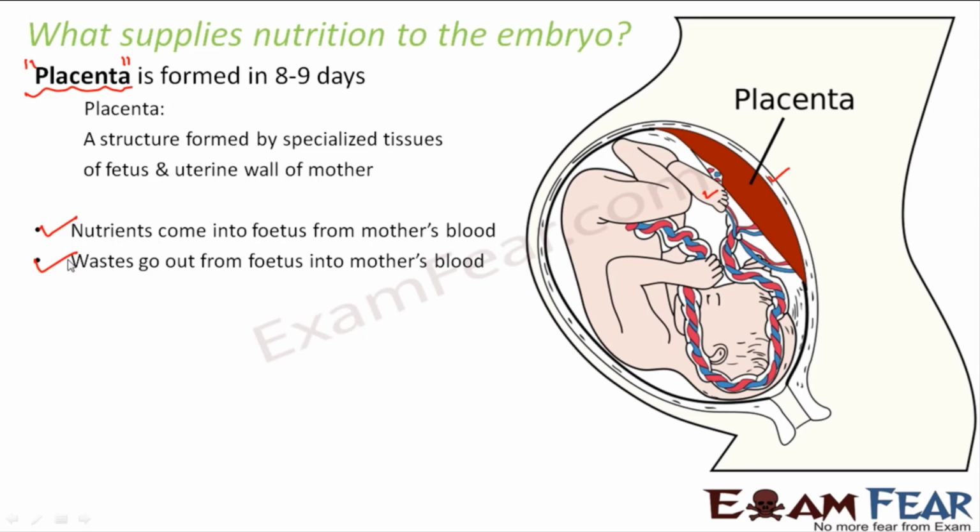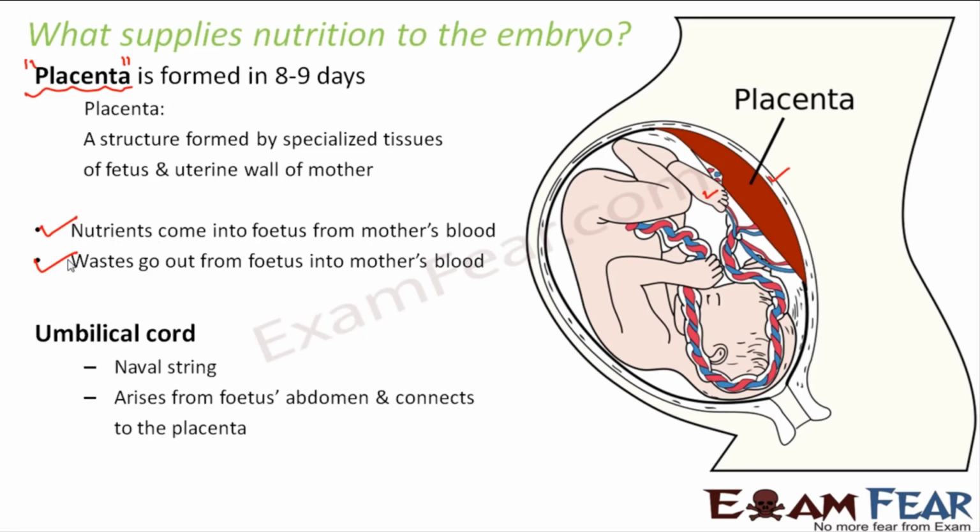Now there is another thing which actually connects the placenta with the fetus, that is called the umbilical cord. There is a tube-like structure which is connected from the navel of the fetus to the placenta. So here you can see there is this thread-like, red-blue colored structure. Right here you see this structure. This structure starts from the navel of this fetus and it connects to the placenta. So this tube-like structure acts as a connection between the fetus and the placenta.